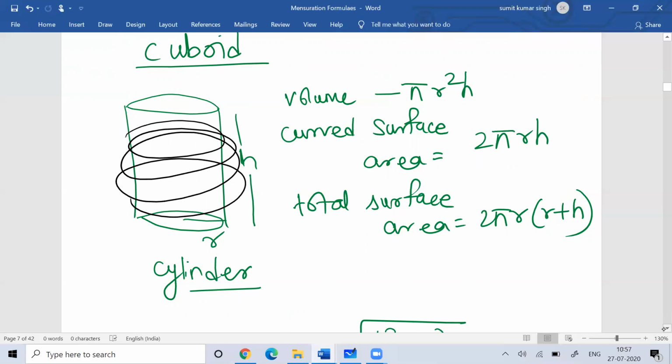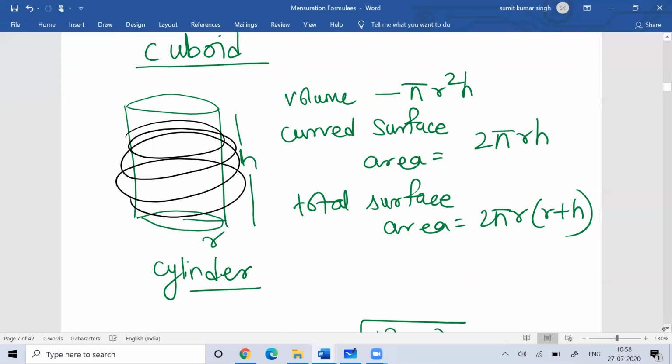So that is curved surface area. And total surface area, assuming that they have something on the top and bottom, you can find the total surface area. That is nothing but curved surface area plus the sum of area of two circles, which is there at the top and bottom. So that is the total surface area.